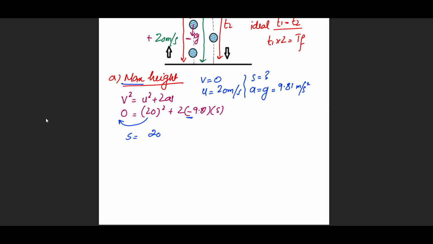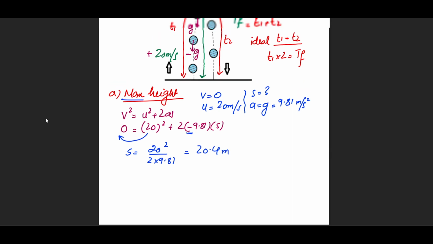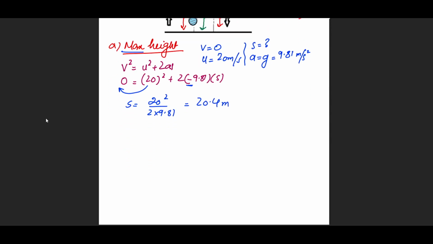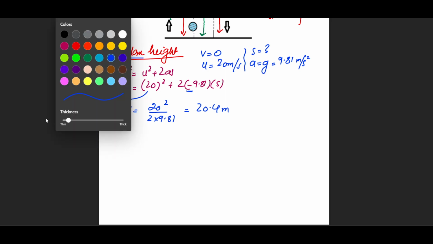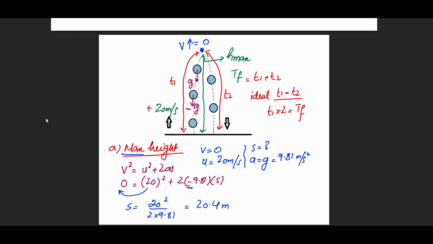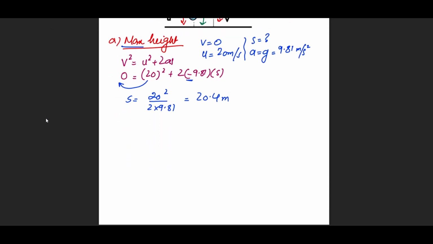So this is going to be 20 squared divided by 2 into 9.81. So the displacement comes out as 20.4, so 20.4 meters. So this will go 20.4 meters high. The second part of the question was to find the time of flight, which I explained to you earlier, that going up and coming down, the times are generally constant in the absence of air resistance. So finding time for just one half can be multiplied by 2 to give us the full time.